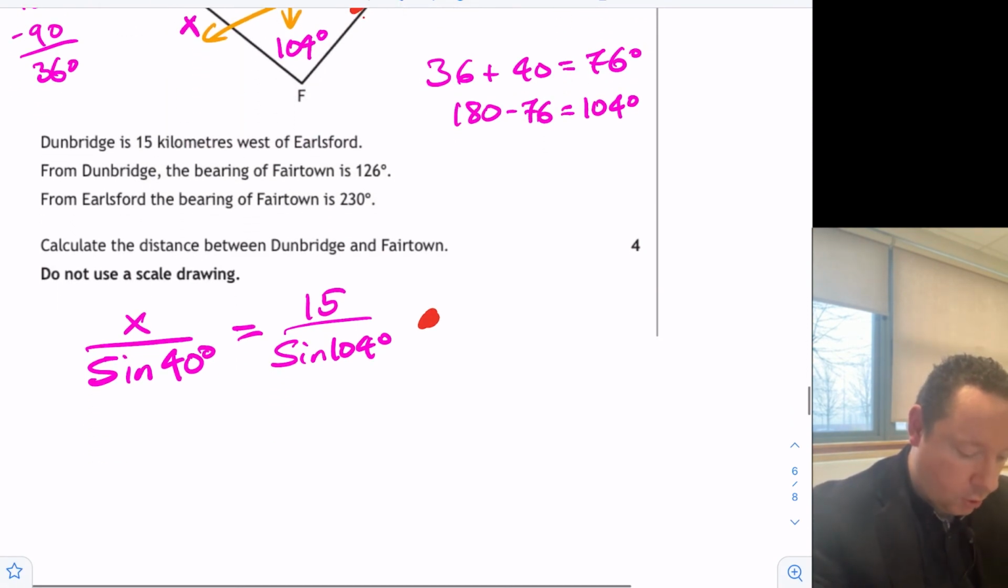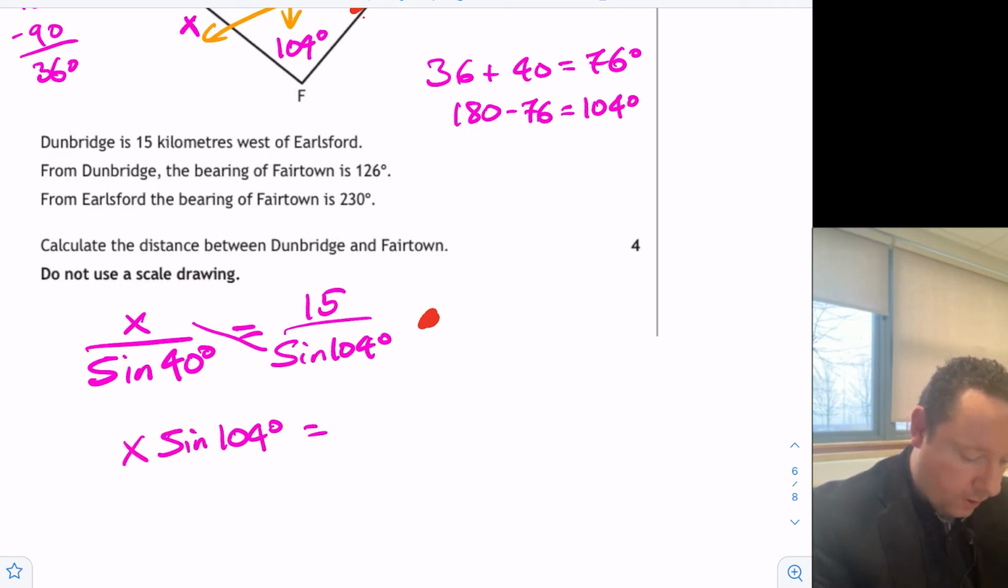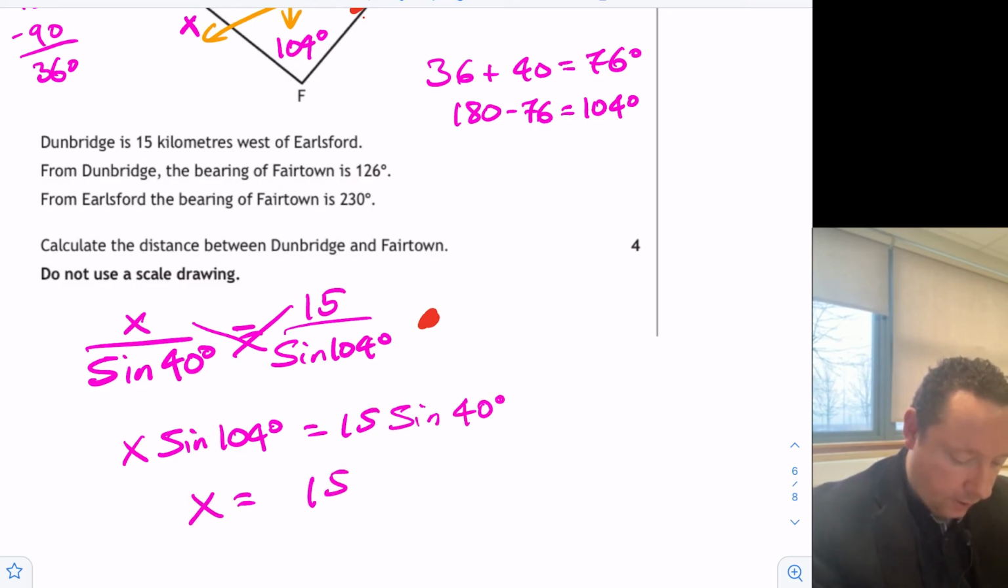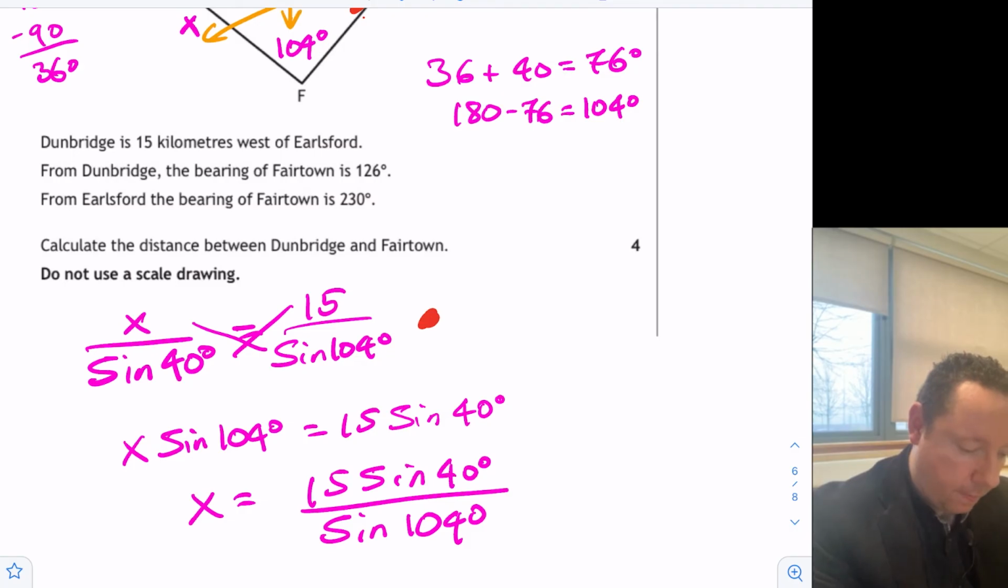So as per usual, we can say that x sine 104 equals 15 sine 40. So x is 15 sine 40, but then divided by the sine of 104 degrees. And that's a mark at that point as well.